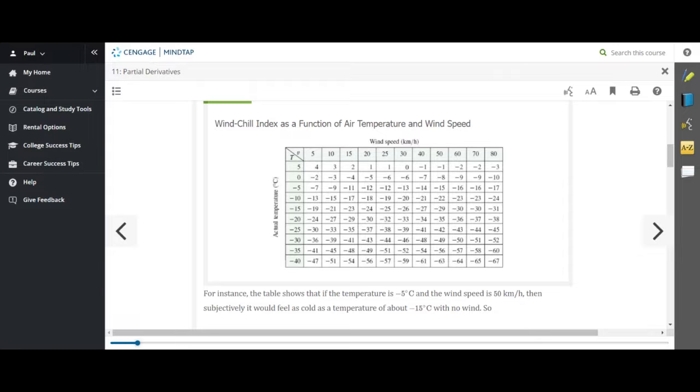Now, if you look vertically, let's say you hold the wind speed constant and decrease your air temperature. Let's look at that first column. If the velocity is 5 kilometers per hour, as you go downward, you're decreasing the air temperature. What happens to the wind chill? Is it getting colder or hotter?